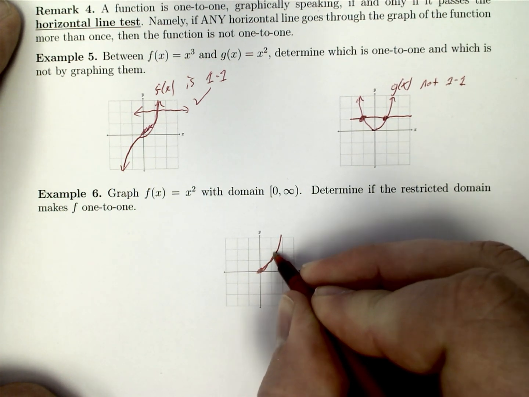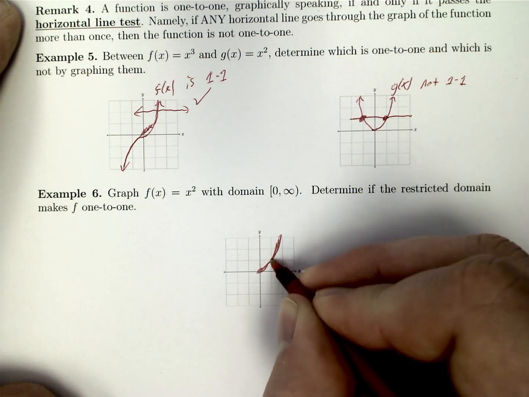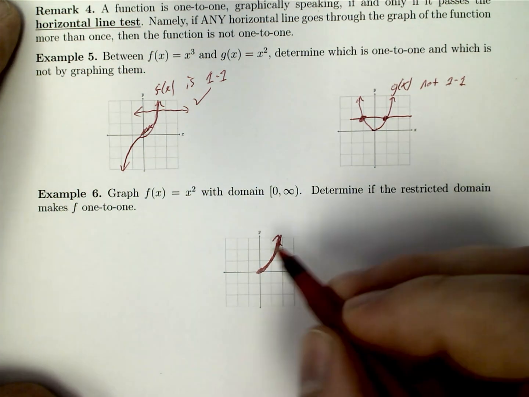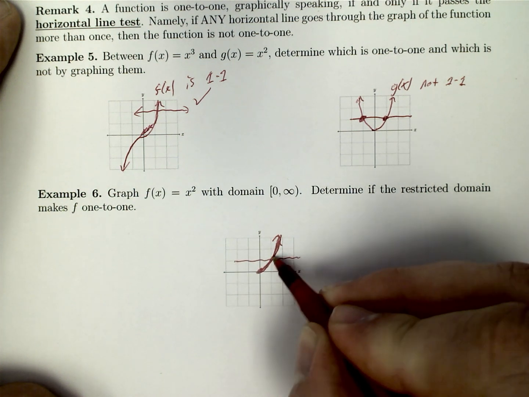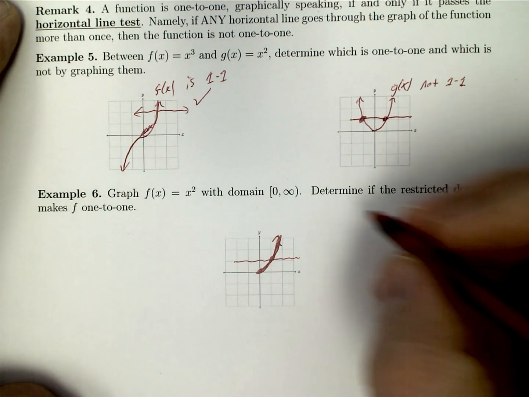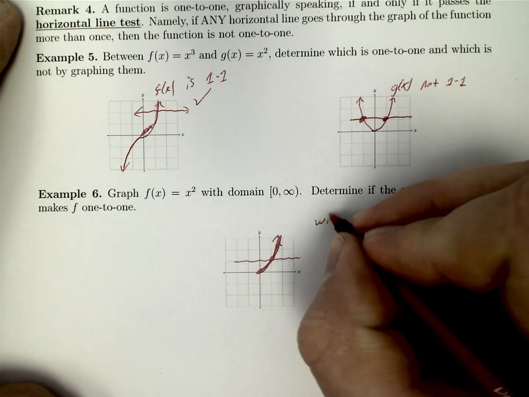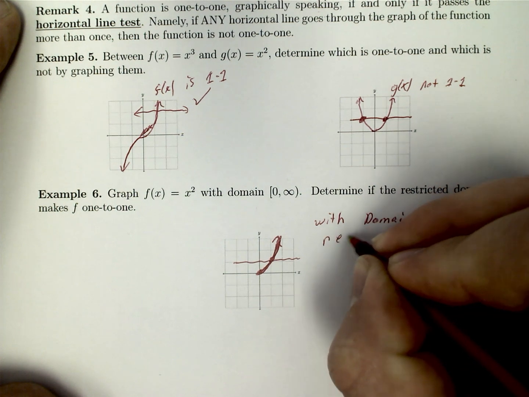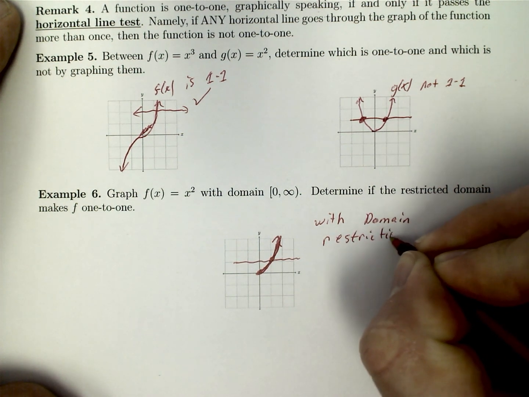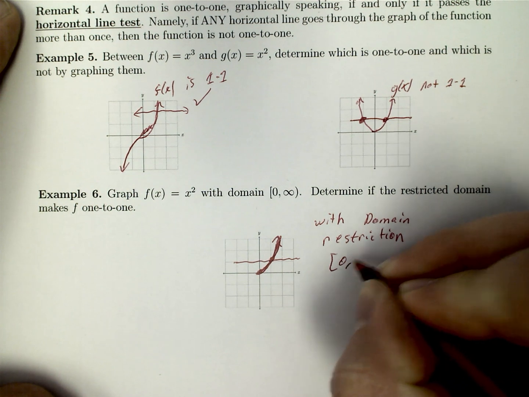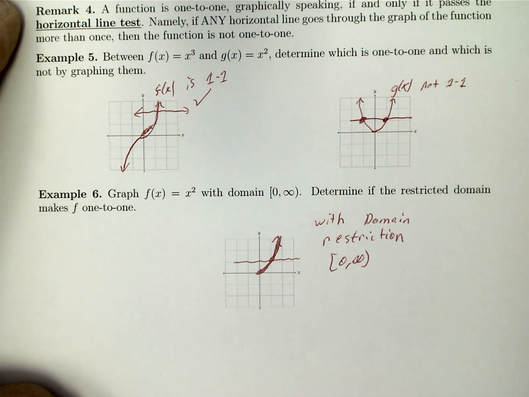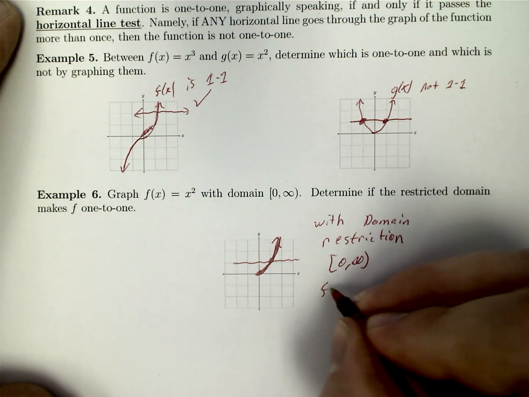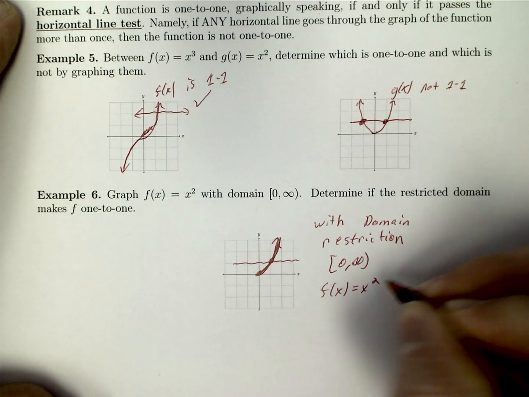and now all of a sudden, and not my best graph ever, this is one-to-one because it does pass the horizontal line test. So with domain restriction of 0 to infinity, and we could do other domain restrictions that could make the function one-to-one, but we get f of x equals x squared is one-to-one.